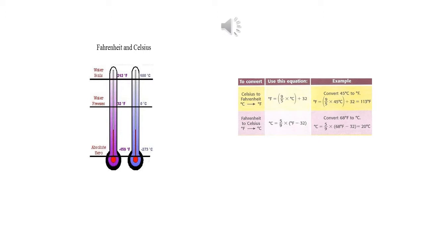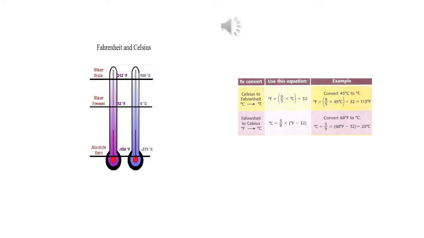If in the picture of the thermometers they were to show all the temperature hash marks between the temperature ice melts and water boils, the Fahrenheit thermometer would have 180, while the Celsius thermometer only has 100. So for every 5 marks on the Celsius scale, you have 9 on the Fahrenheit scale.